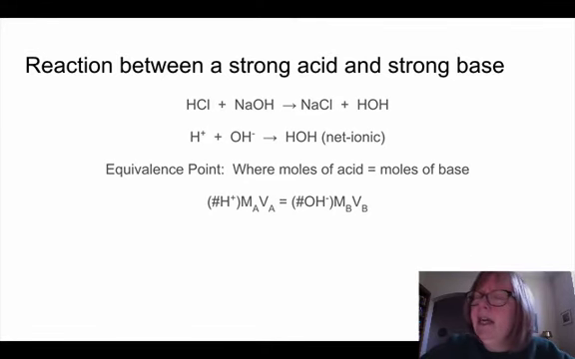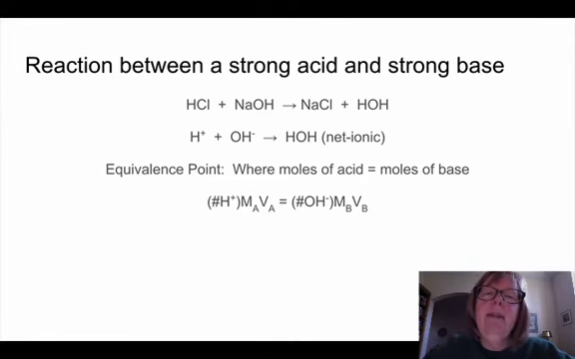I shouldn't have said it's not going to change the pH. The pH is going to be neutral when you have equal amounts of both, and we're going to talk about that later. The net ionic equation for these reactions is protons plus hydroxide ions yielding water. Now there's something called an equivalence point, and that is when the moles of the acid equals the moles of the base. So moles is equal to moles. So we know that molarity times volume equals moles, and so this statement down here, MAVA is equal to MBVB, is for the equivalence point, where the moles of acid equals the moles of base.